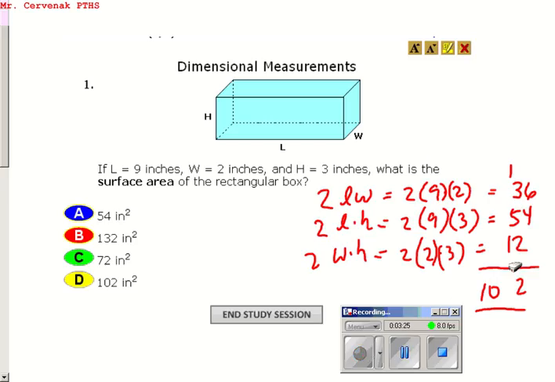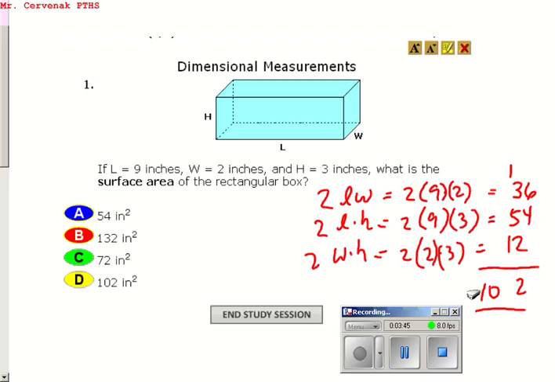Our sample problem today will be to find the surface area of a rectangular box given the length, the width, and the height. If the length is 9 inches, the width is 2 inches, and the height is 3 inches, what is the surface area of the box?